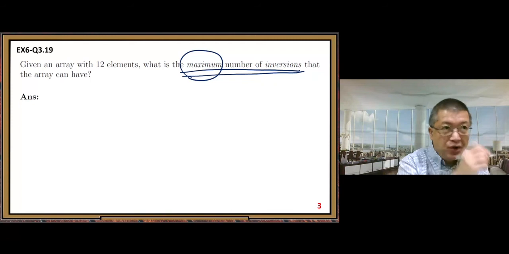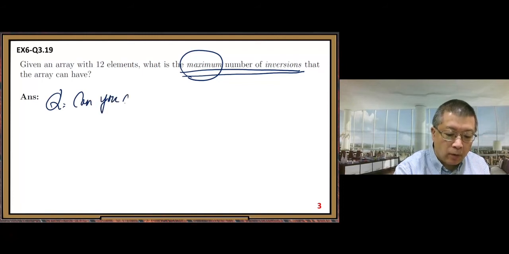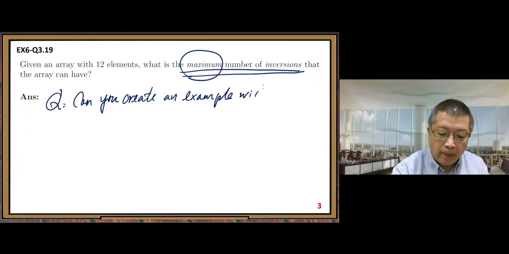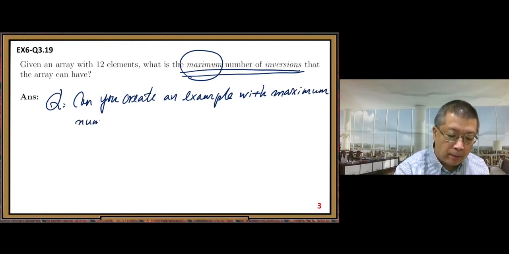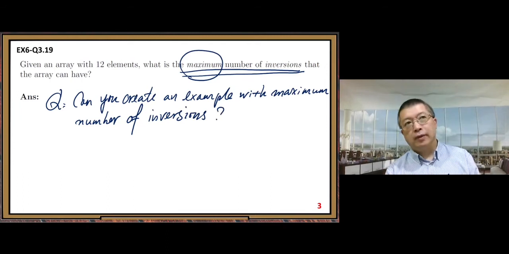So the question: can you create an example with maximum number of inversions? No. Then you get the answer.